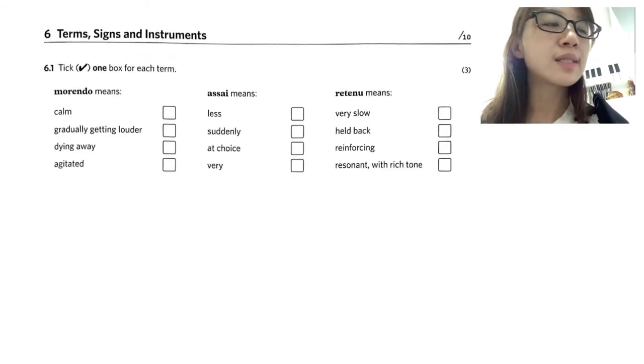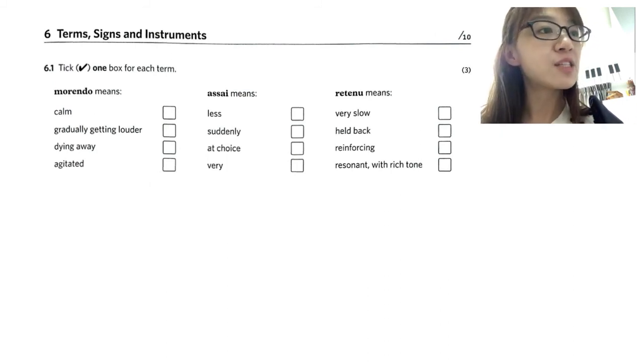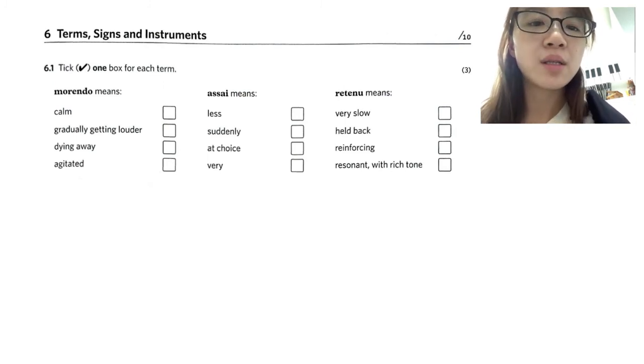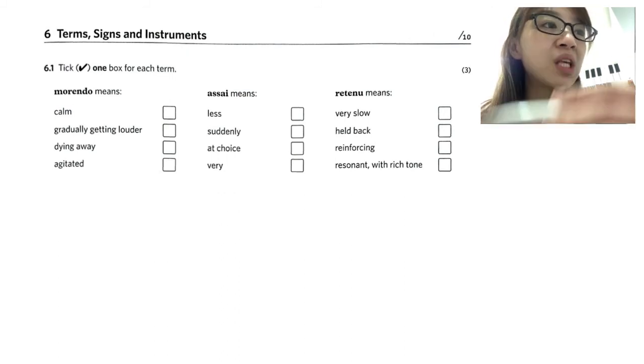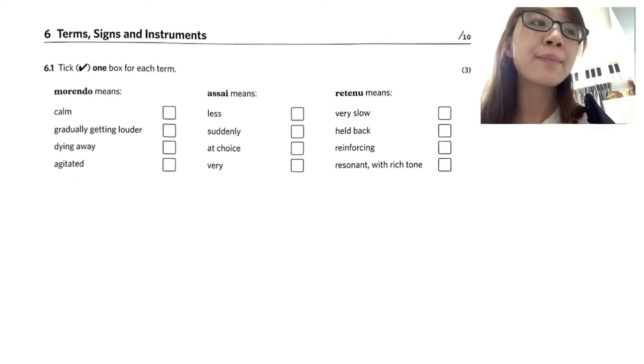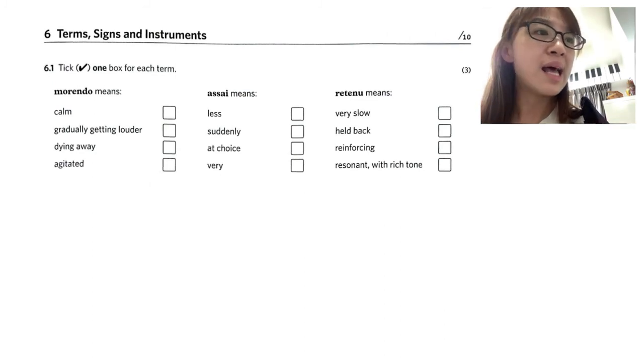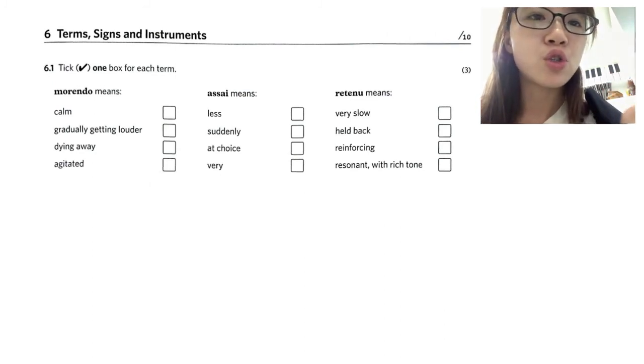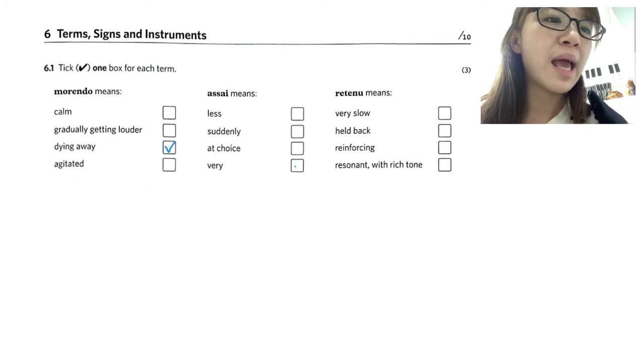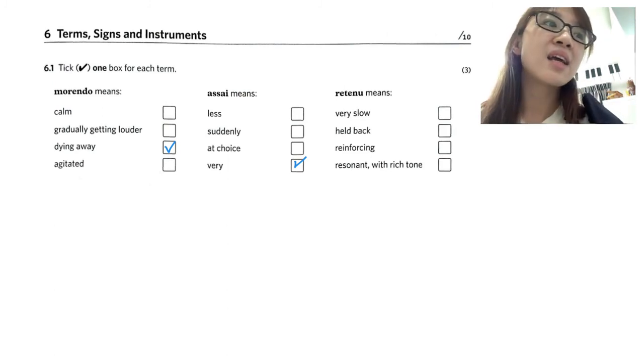For question 6, it's about terms, signs, and instruments. You need to memorize the list of Italian words from the ABRSM that was recently released. So morendo means dying away. The piece of music is dying away, usually happening at the end of the piece, getting slower, with less energy and softer. Assai means very. It could go with any word, like assai allegro, very fast.